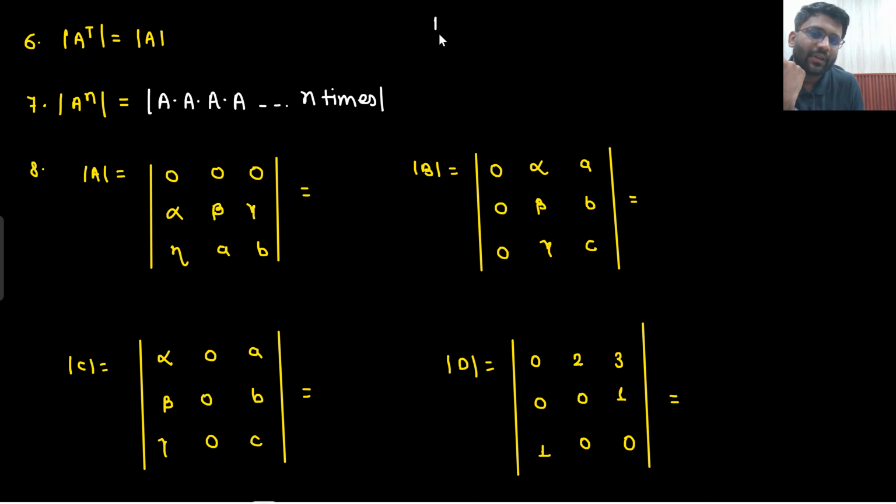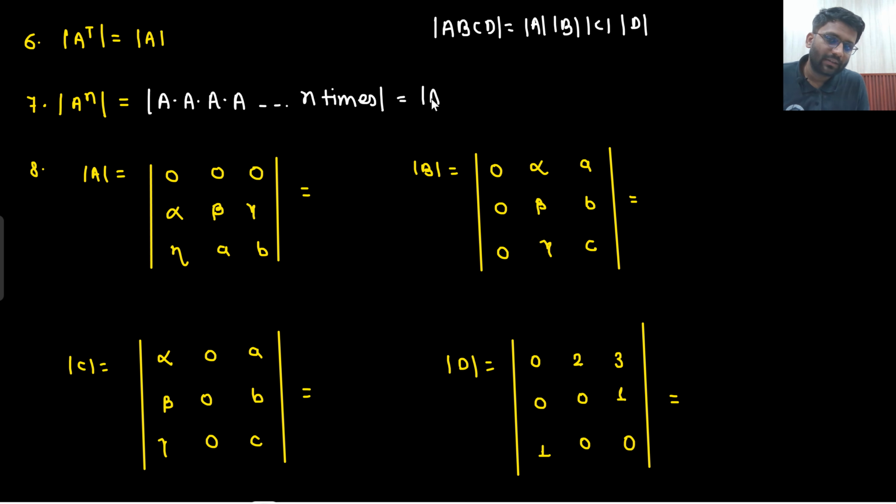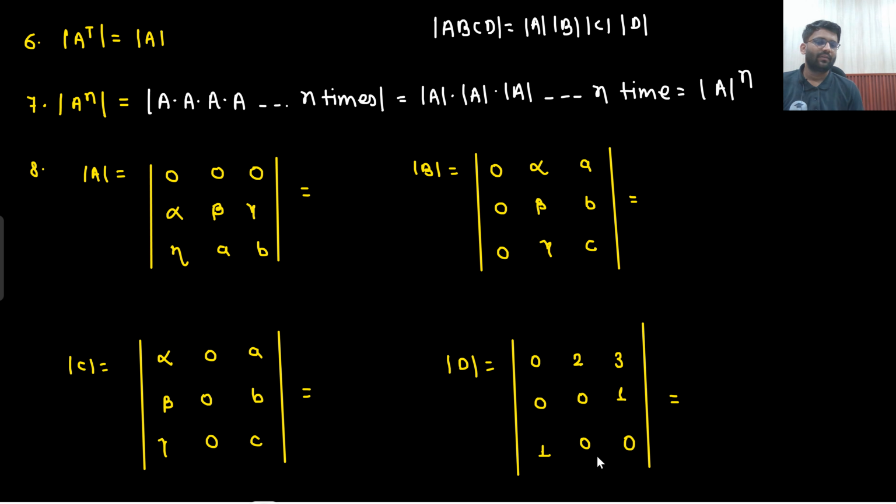Now do you remember this property? Determinant of A multiply with determinant of B multiply with determinant of C multiply with determinant of D. So determinant of A into A into A into A could be written as determinant of A multiply with determinant of A n times. So it could be written determinant of A to the power n.